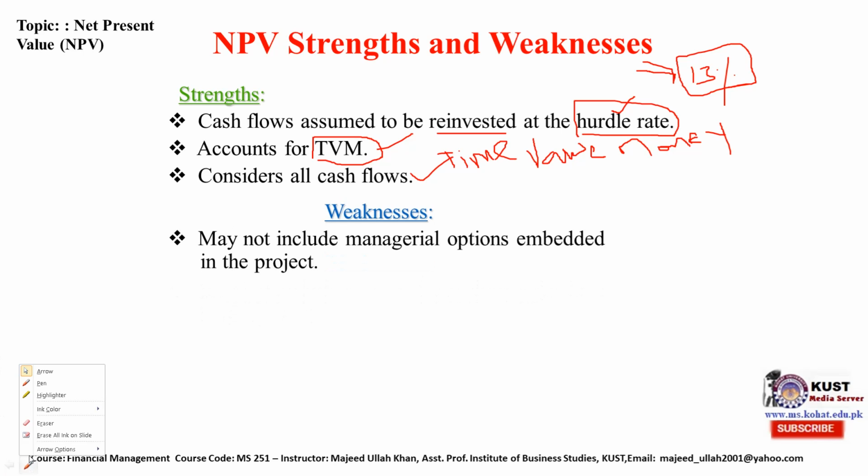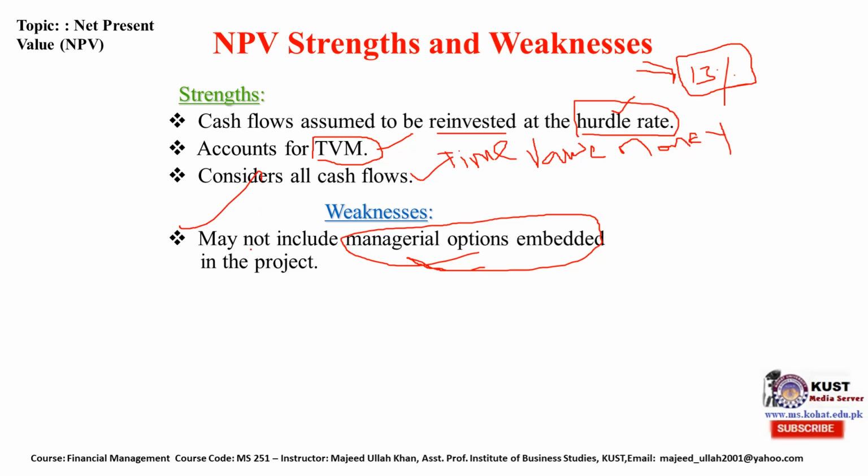There is only one weakness, which is studied in advanced courses of financial management. Certain projects have managerial options at the end of the project. Sometimes you may terminate your project a bit earlier while getting a better option from a third party. NPV neglects this managerial option, which is studied in advanced courses of finance.